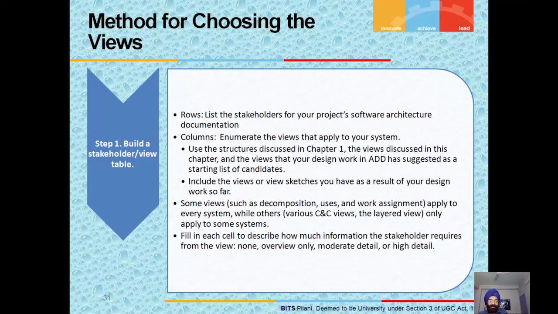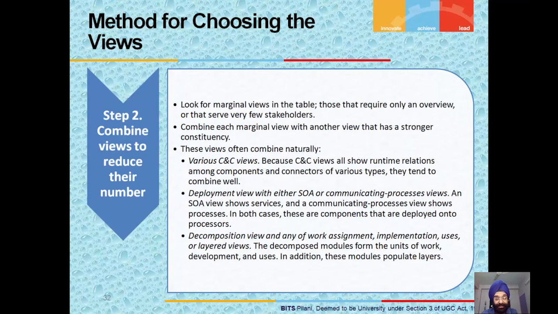And in each matrix cell, you write down whether that view is not required at all, overview only, where you need just an idea of that view, or moderate detail of that view, or high detail. If you find that a particular view is not seriously required, we will go around combining these views and/or doing away with views altogether. So how will you go about combining views?